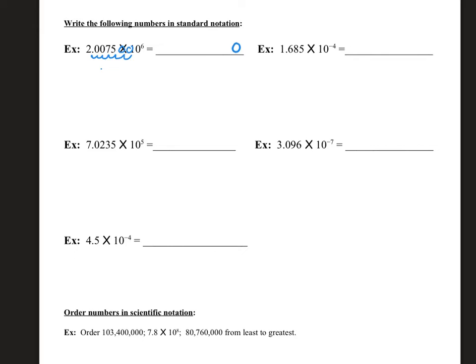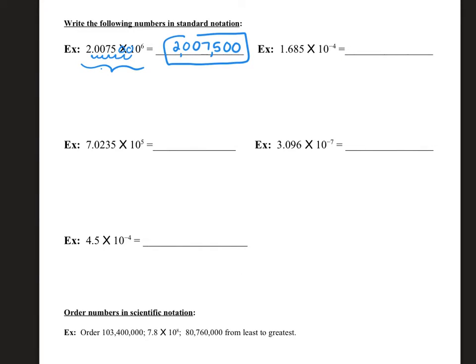And so on my line, I'm just going to work backwards. So I've got 0, 0, 5, 7, 0, 0, 2. And now I'm going to work my way backwards and add my commas. So that number is really 2,007,500 if it was written in standard notation. But in scientific notation, we read it as 2.0075 times 10 to the 6th.